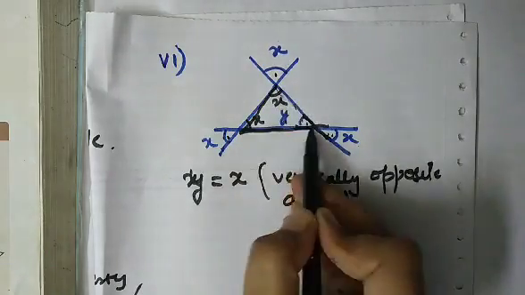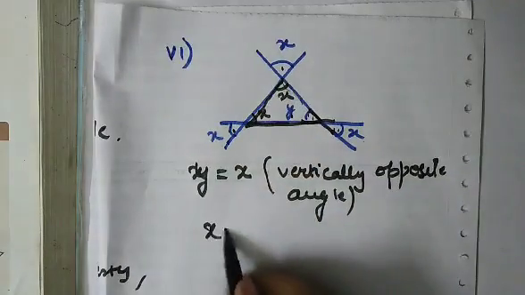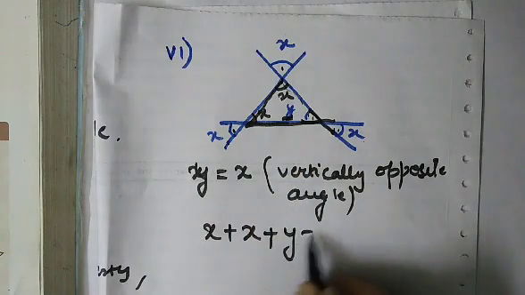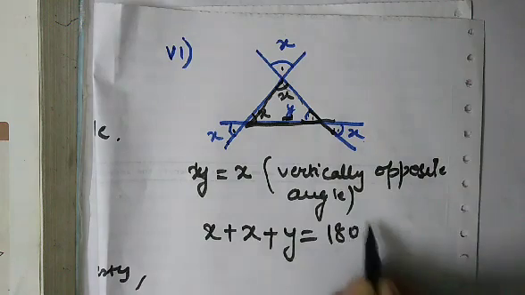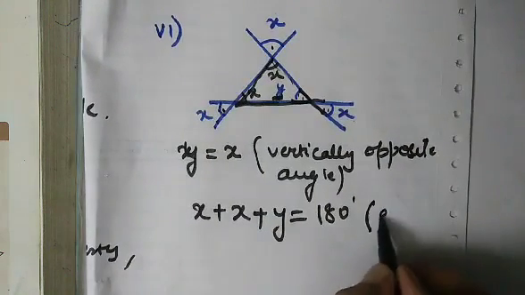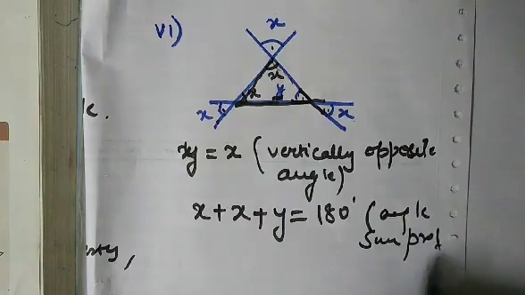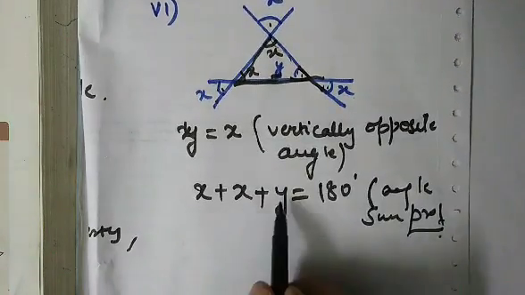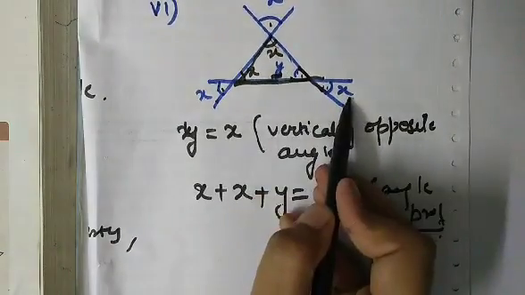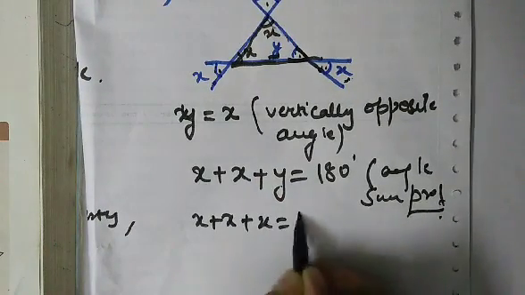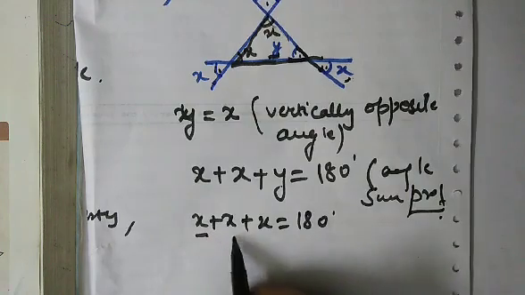As you can see, this is a triangle. So x plus y, because these are the interior angles, their sum will be 180. Why will it be 180? Because of the angle sum property of a triangle. Completely you have to mention it. Now y is equal to x, so in place of y I can write x. This is 180.